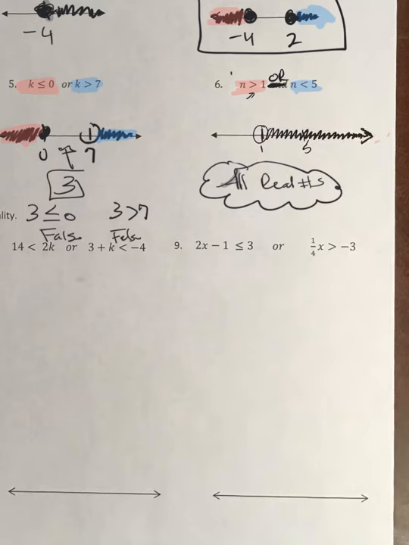Notice I'm going way past the arrow. And then all the numbers less than 5 would be here, going forever and ever. So as I go this direction, it fills this up, and so I end up getting the entire number line, therefore it's all real numbers.